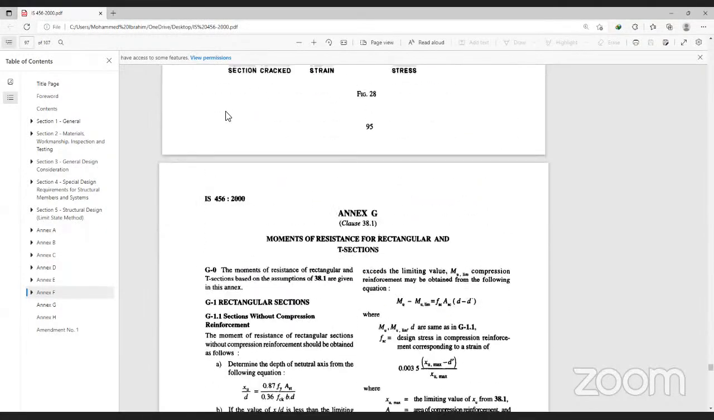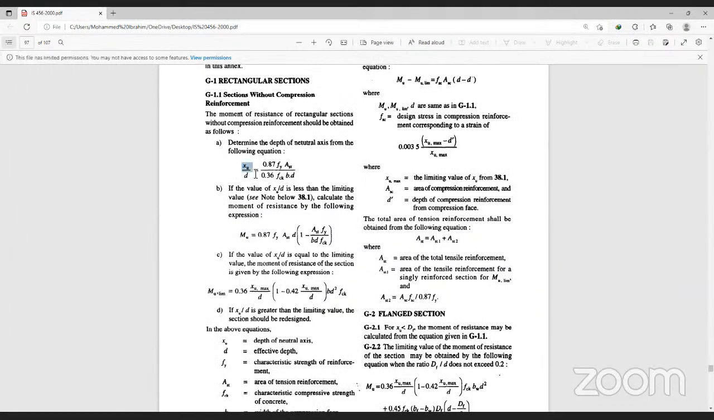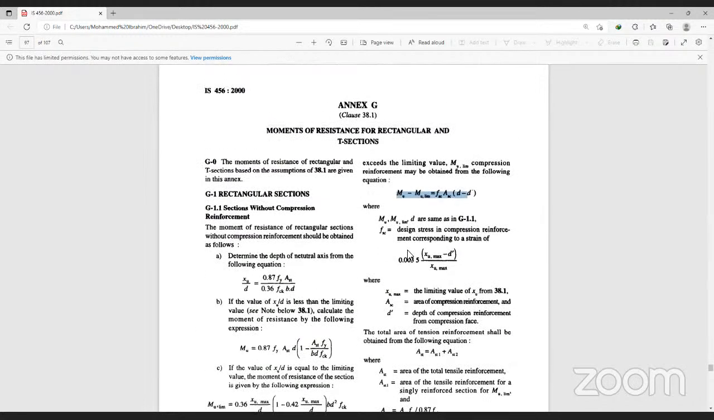Now, for example, look over here, this is page number 96. Here there is a formula. We have formulas over here. We have formulas over here as well. So we will be using these formulas for calculating different values.